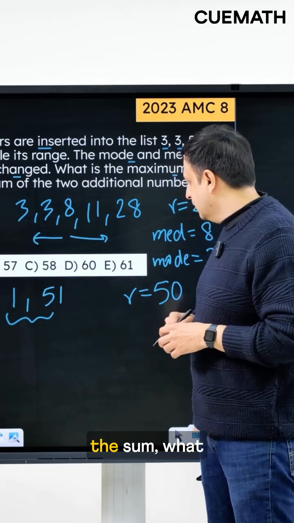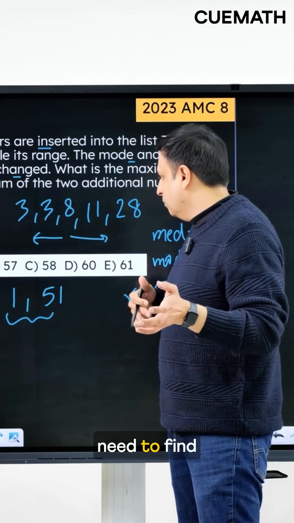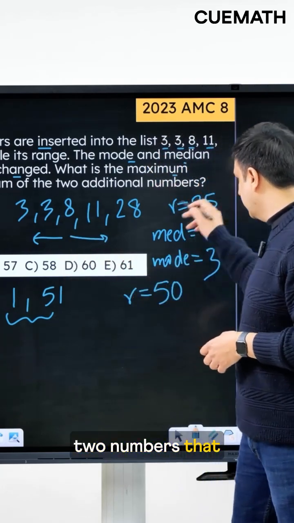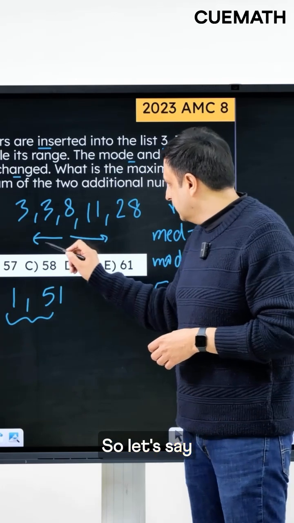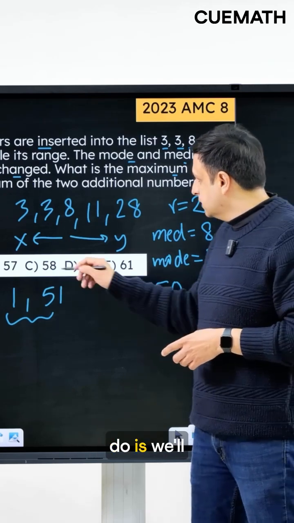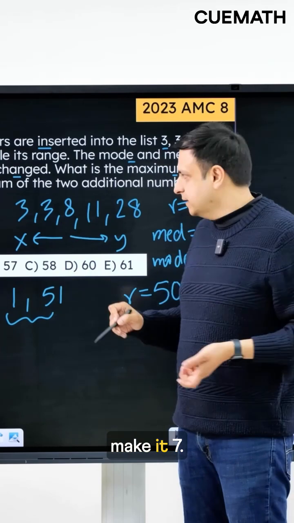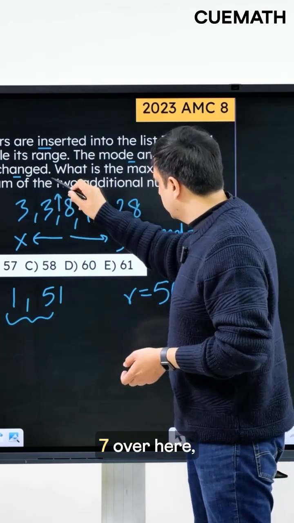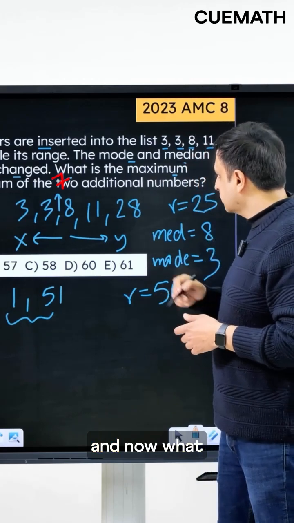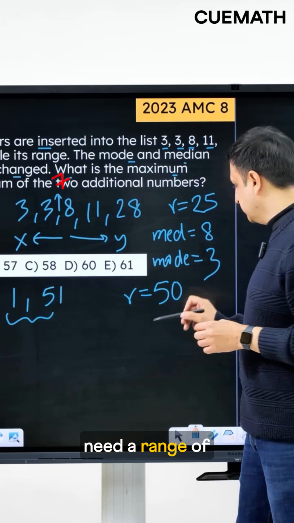So to maximize the sum, we need to find the maximum possible two numbers that still fit this constraint. So let's say the number to the left that we insert is x, the number to the right is y. What we'll do is try and make x as large as possible. We can't make it 8, but we can make it 7. So imagine that we insert a 7 over here. And now what should this number to the right of 8 be? Remember, we need a range of 50.